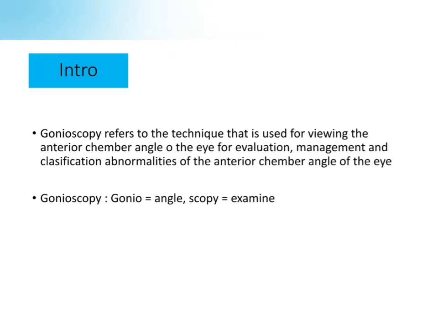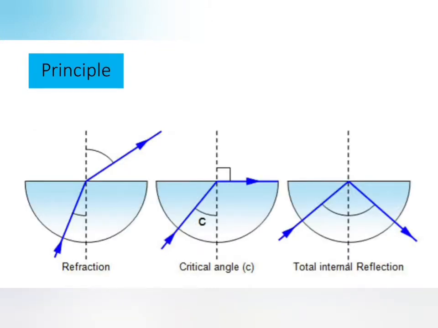Gonioscope is the instrument and gonioscopy is the technique that is used to view the anterior chamber angle for evaluation, management, and also detection of different types of abnormalities in the anterior chamber angle of the eye. Gonio means angle and scopy means to examine. The principle of gonioscopy is total internal reflection.